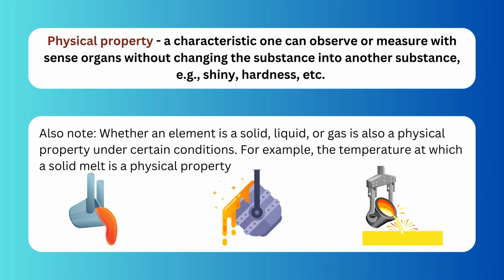Physical property: a characteristic one can observe or measure with sense organs without changing the substance into another substance. Example, shiny, hardness, etc. Also note, whether an element is a solid, liquid, or gas is also a physical property under certain conditions. For example, the temperature at which a solid melts is a physical property.